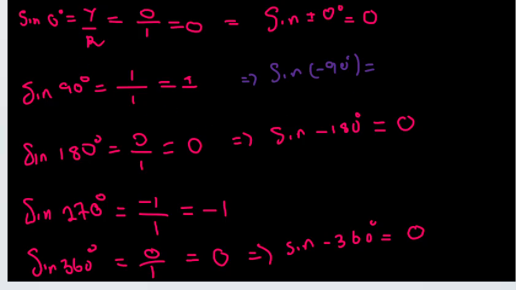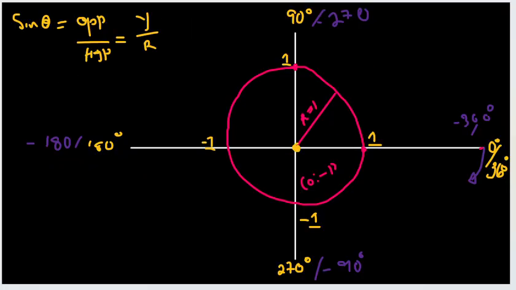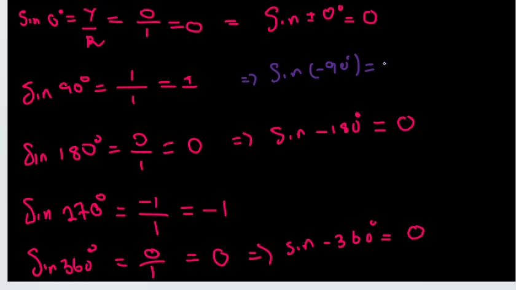Now, if sine is negative, it is taking the position of 270. You can check here that the value at 270 is just minus 1. So if I come back here, I will say that I have minus 1 over 1, and the answer is minus 1.